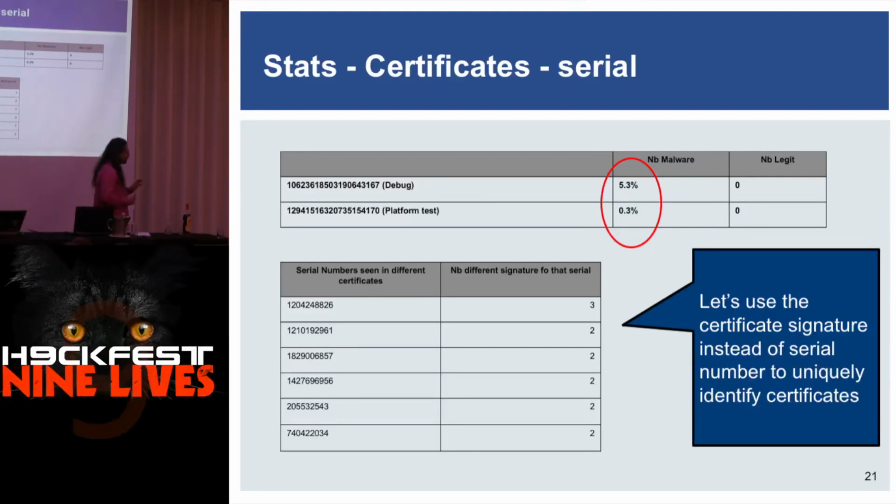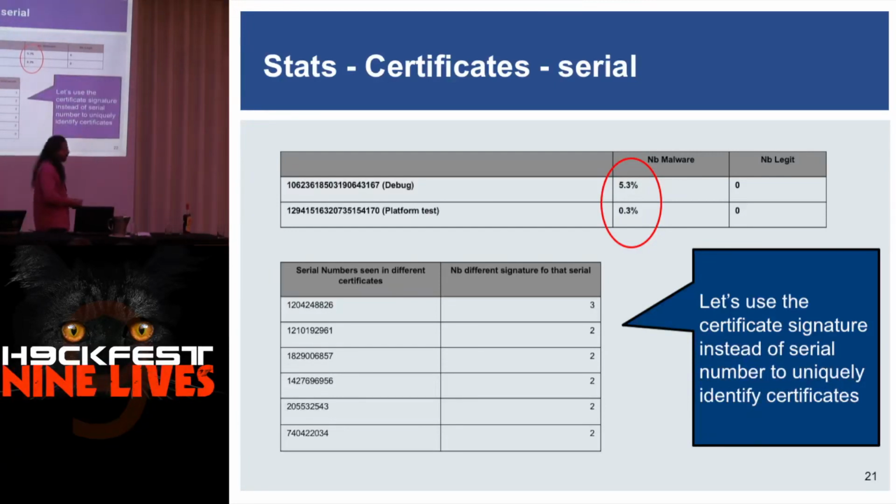We found also some quirks. Serial number: when you generate a certificate, you need to pick a serial number, or it's picked automatically for you, and the goal is that this value will be unique across all the certificates. Of course, it doesn't work, so we've picked a bunch of serial numbers which we see in more than one different certificate. Two different certificates share the same serial number, so the conclusion is the serial number doesn't really uniquely identify a certificate. So we need something else.